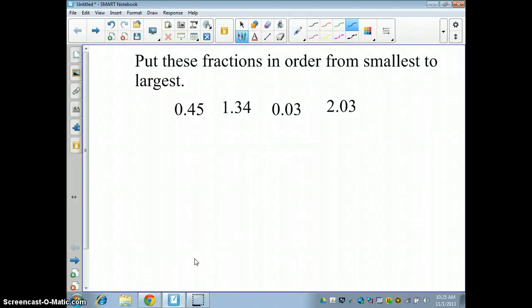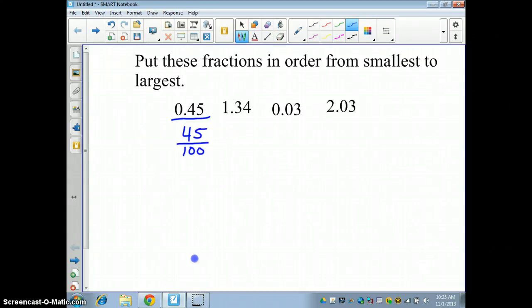So it says to put these fractions in order from smallest to largest. And in order for us to understand what that means, we need to understand place value of decimals. So let's start with this first one right here. This one is 0 and 45 hundredths because the decimal means "and." So really we could rewrite that in a fraction as 45 hundredths.